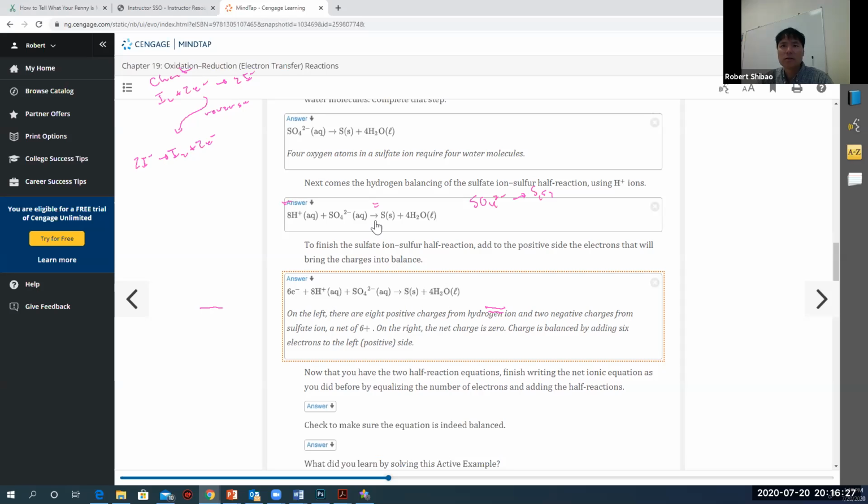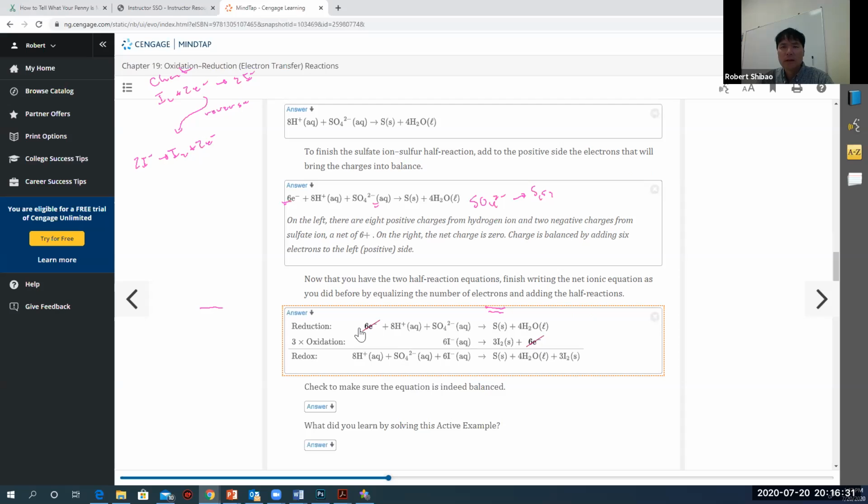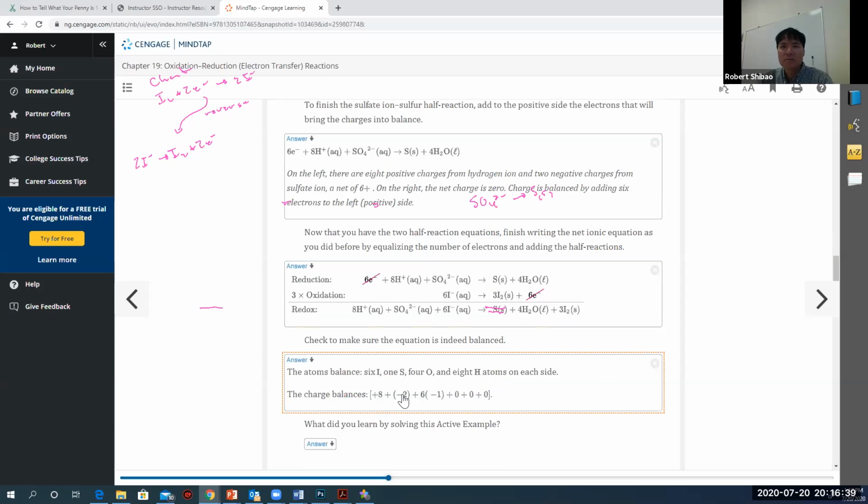And then we combine the two. So now we combine the 2 half reactions, making sure the electrons cancel, you know, 6 electrons gained, 6 electrons lost. Electrons have to cancel. And then we double check, are the atoms balanced? Are the charges balanced? So here they're balancing the atoms, next they're balancing out the charge.